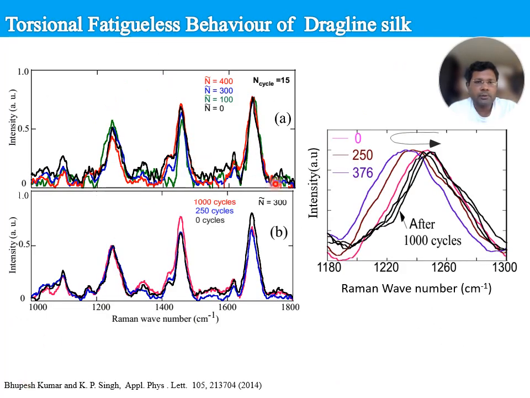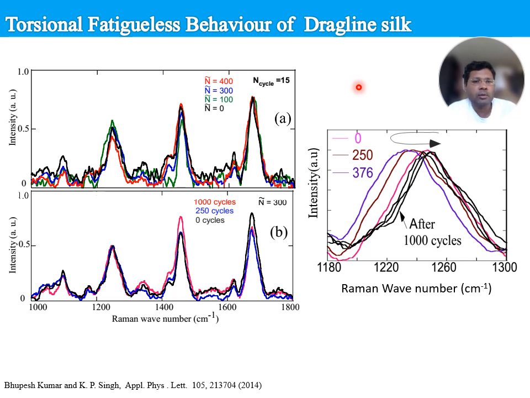What is the fatigue response of a fine dragline silk in cyclic torsion twist? Answering this question is very important to understand the dynamic response of the silk as well as its potential application. We subject dragline silk to a cyclic twist. In one loading cycle, silk was twisted, let's say, in the clockwise direction with n turns per centimeter, and then it was untwisted to 0 turns.